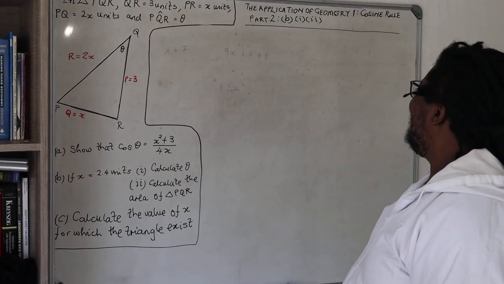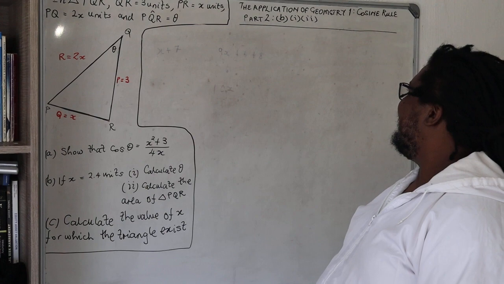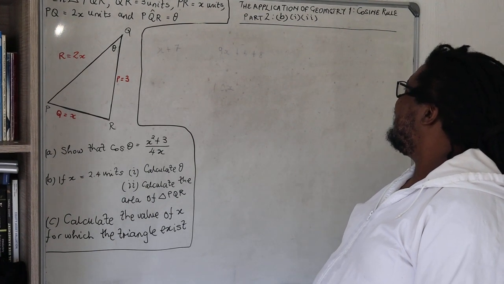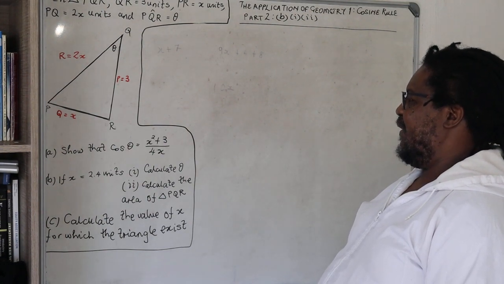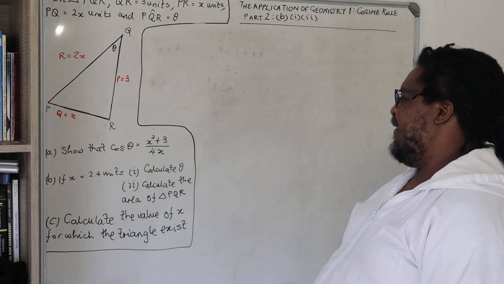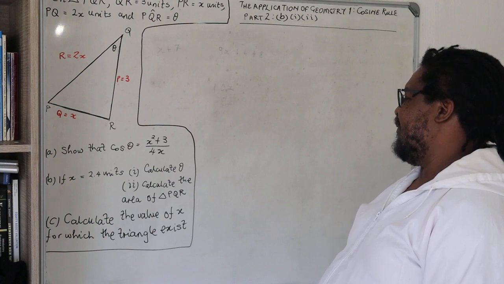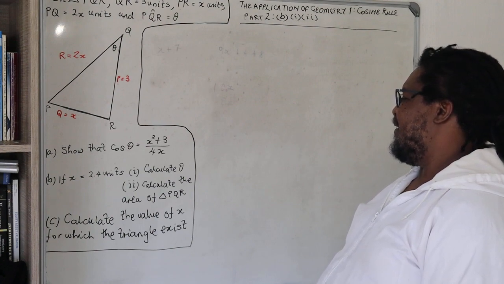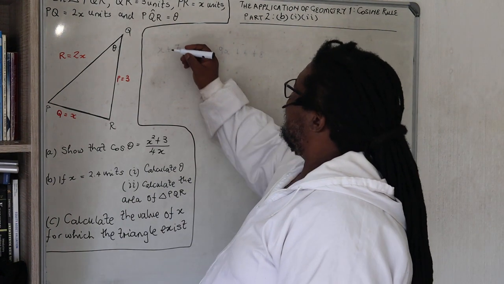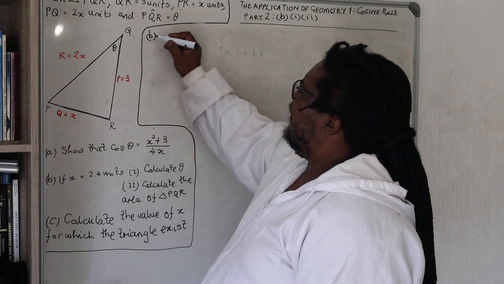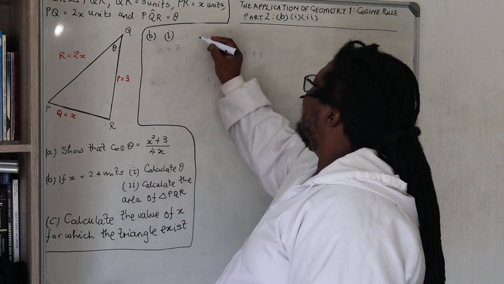We are now doing the application of Geometry 1, cosine rule, part 2. We are answering question B, which has got sub-questions 1 and 2. We are required to show that if x is equal to 2.4 units, what is theta, and we are required to calculate the area of triangle PQR. So we are doing question B. Let us start with part 1 of question B.